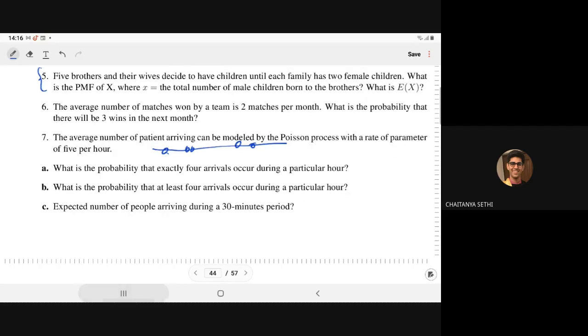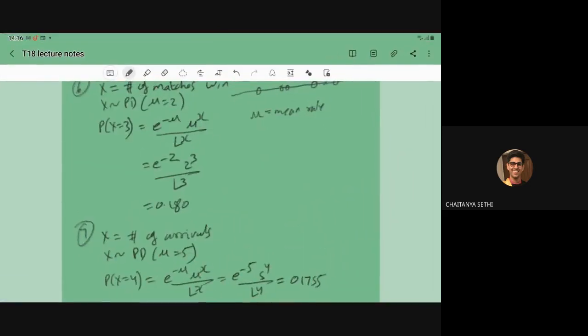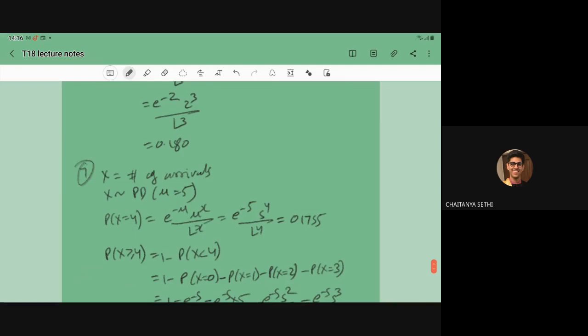So when we have such type of question, here the x measures number of arrivals, right? Number of arrivals or number of successes over the continuous time. So here x follow Poisson distribution with parameter mu is equal to 5. Mu, as I have told you, is the average number of arrivals, means it is the expected number of arrivals or average number of arrivals.